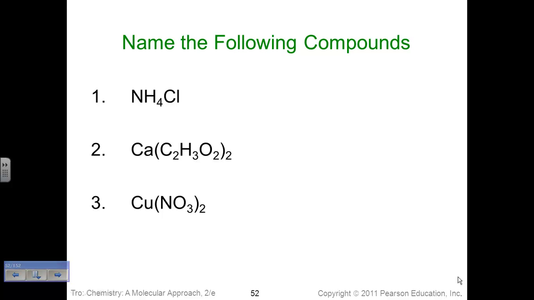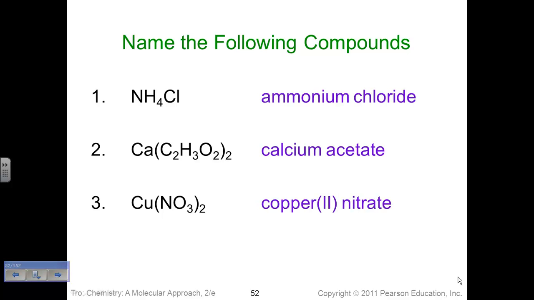Spend a quality moment with your polyatomic ion chart and your periodic table and name the following 3 compounds. Pause the video, work this through, start it up again when you're ready to check. How'd you do?